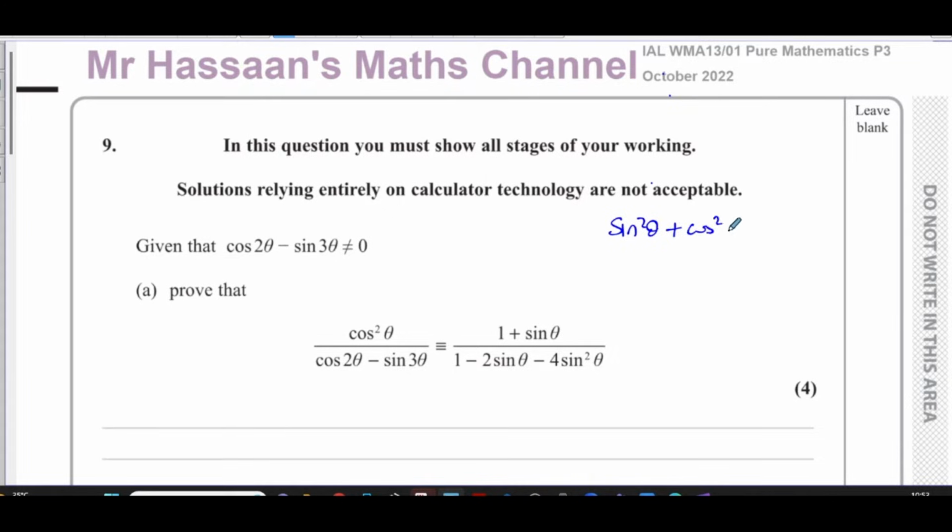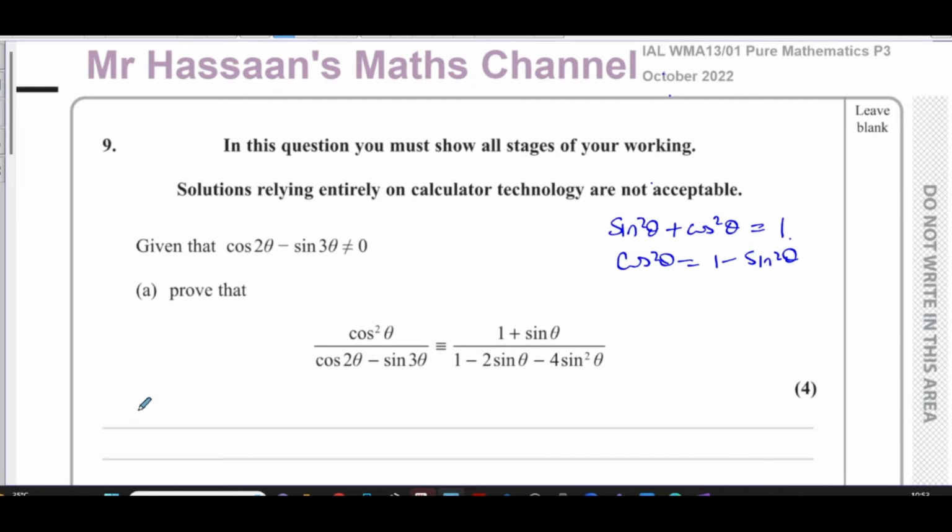And we know that one of the most important fundamental identities is that cosine squared theta plus sine squared theta equals 1. If you take the sine of an angle and square it, and take the cosine of an angle and square it, and add them together, you're always going to get 1. So the cosine squared theta can be replaced with 1 minus sine squared theta.